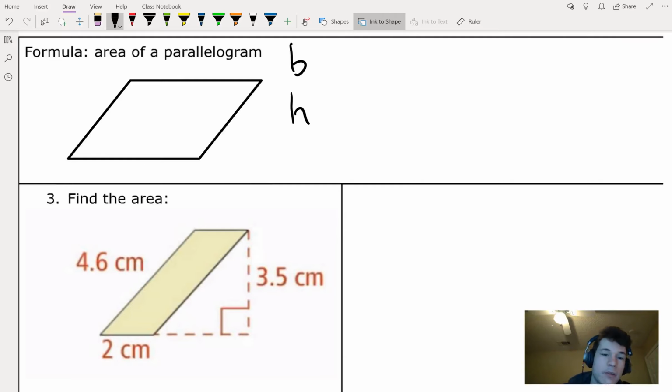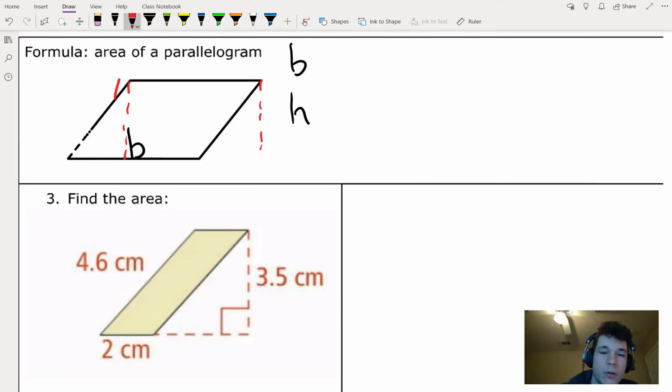In this case, let's just use the bottom for the base. So let's call that the base of the parallelogram. And to get the height, just like on the triangle, it's not going to be exactly this length right here. It's going to be this height right here that forms a right angle with the base.